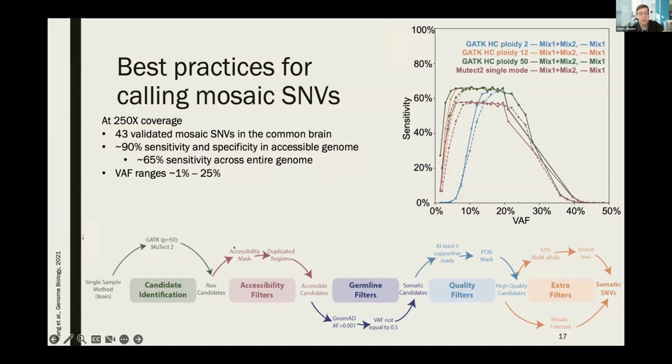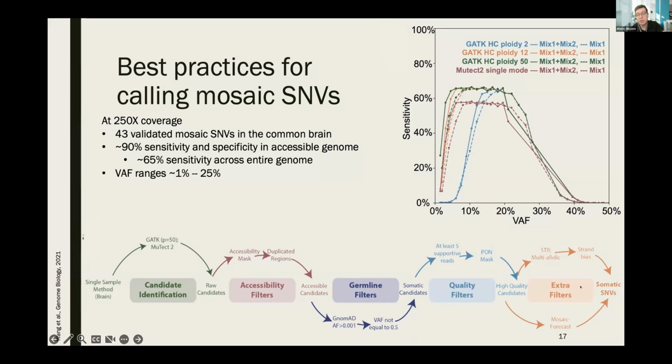Then we remove a good portion of the genome where existing short reads don't work well. About 25% of our genome is extremely repetitive. It has a lot of repeats or very long repeats. So unfortunately, in these areas, we completely give up. We only keep about 75% of the genome where we can work. We filter out variations which exist in the population. We require that they be significantly different from 50% in a person. And then we use a panel of normal filter, which is shown here.